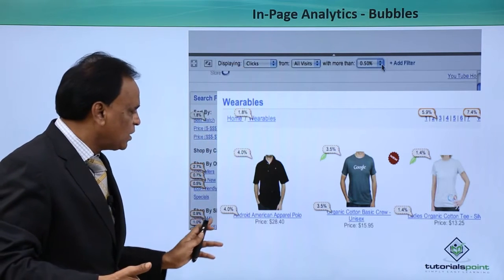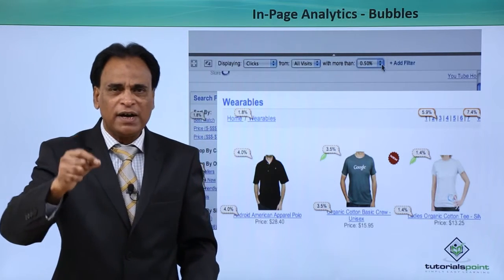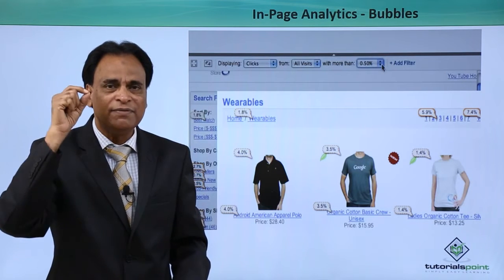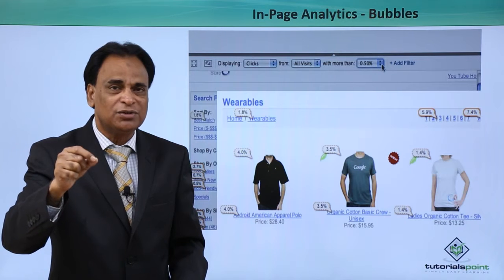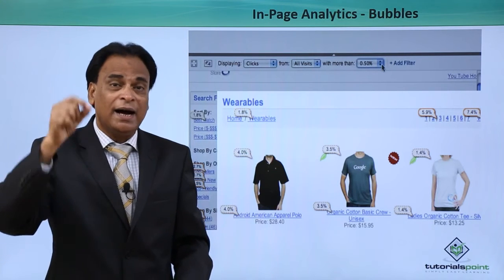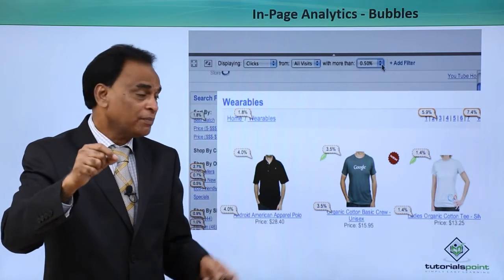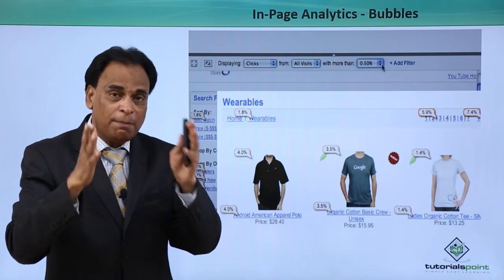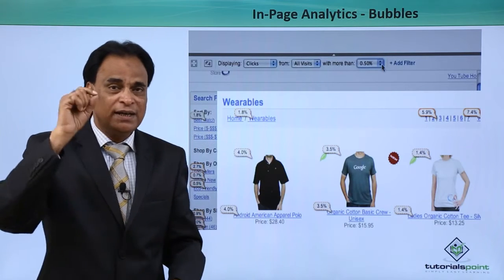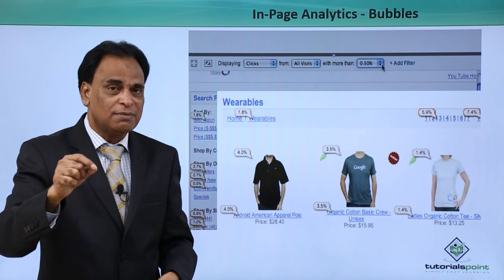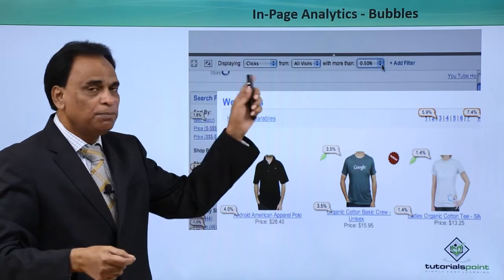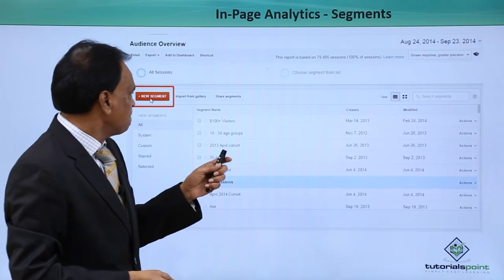These are called bubbles, which provide you clear-cut analytical information in terms of the kind of traffic that is coming to the website, and traffic coming and viewing a particular product on your website. These bubbles play a very important role in analyzing the traffic coming to your website. So you can go in for continuous improvement in terms of improving your conversion rates.